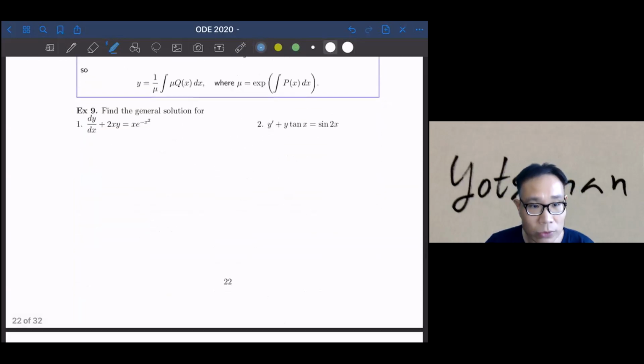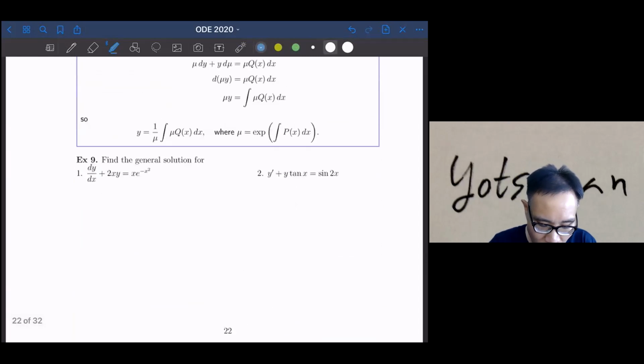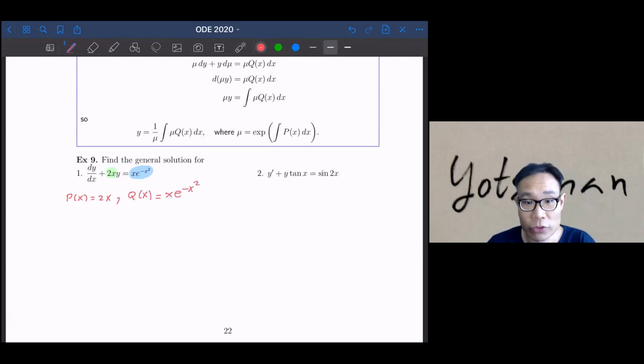So for example, in example 9, we are first going to identify p(x) and q(x). For p(x), in this case, you have dy/dx plus 2xy, so it's going to be 2x for p(x), and you have equal to x e to the negative x squared, so this one is going to be my q(x). So p(x) equals 2x, and q(x) equals x e to the negative x squared, respectively.